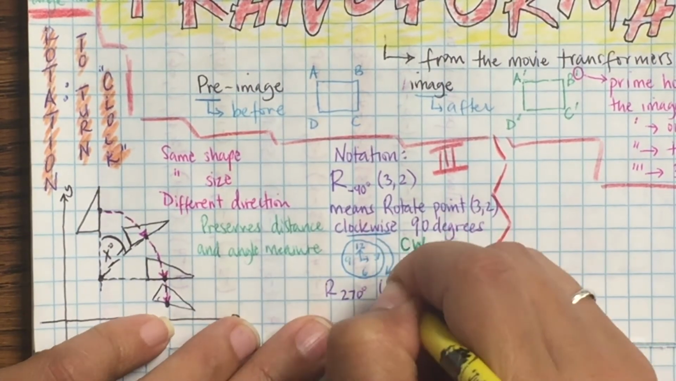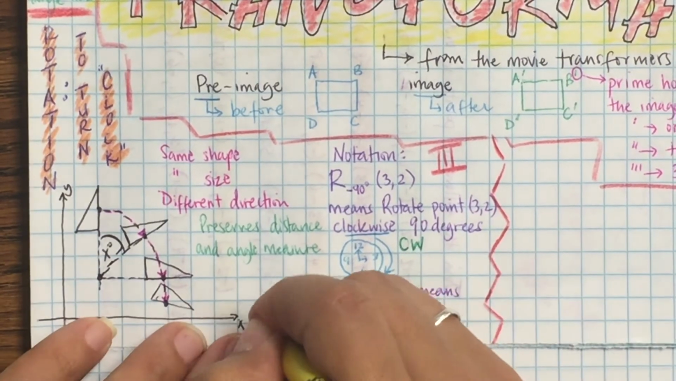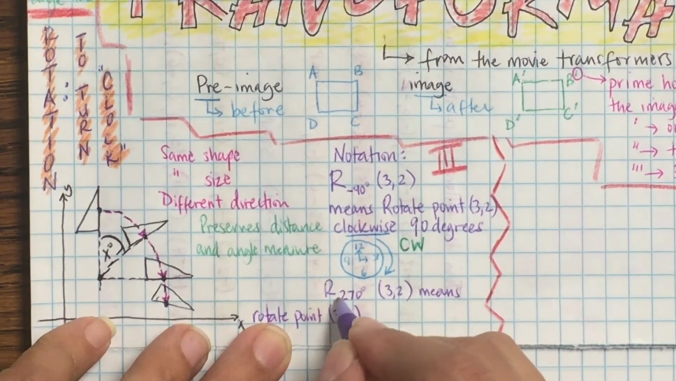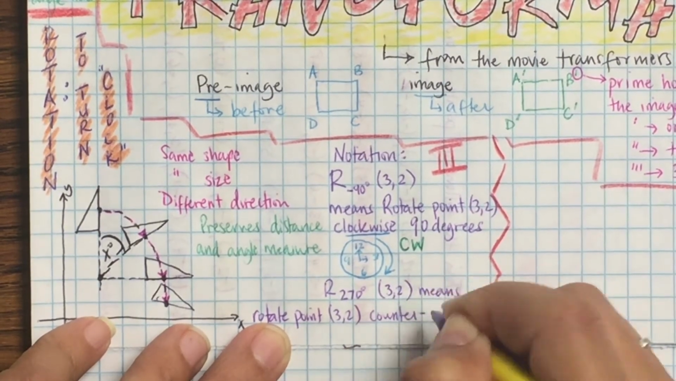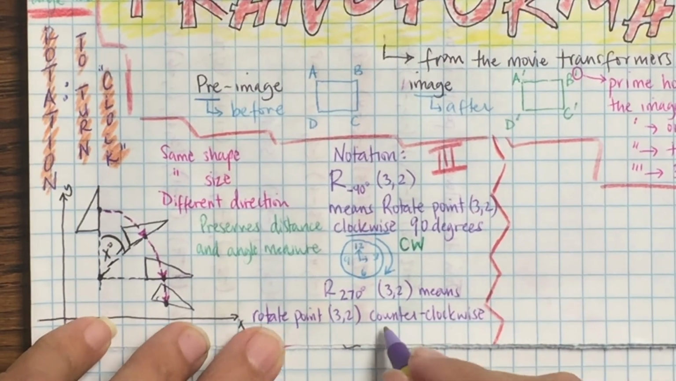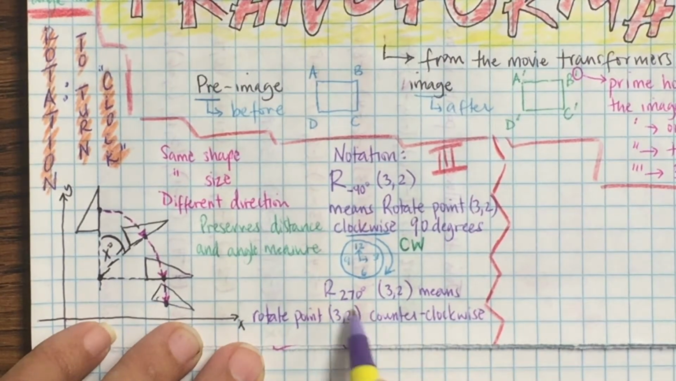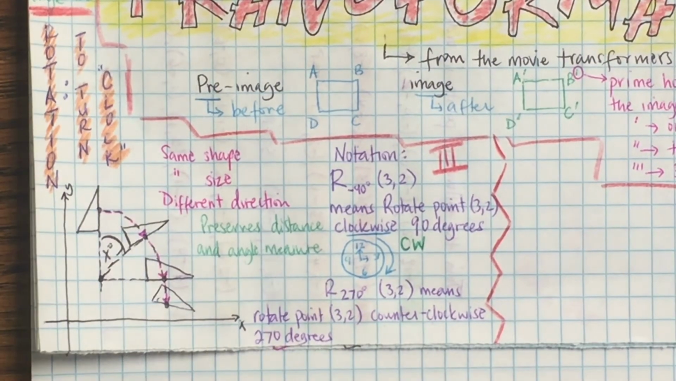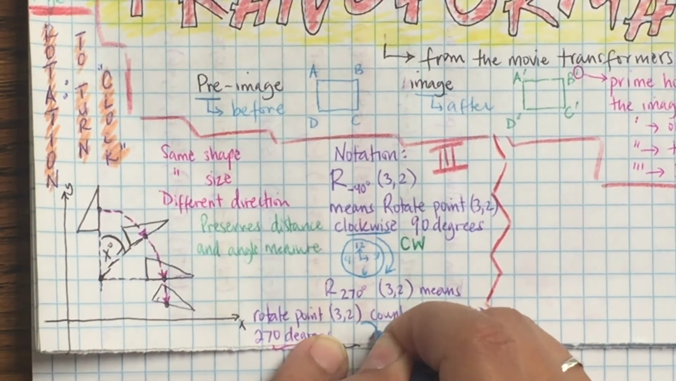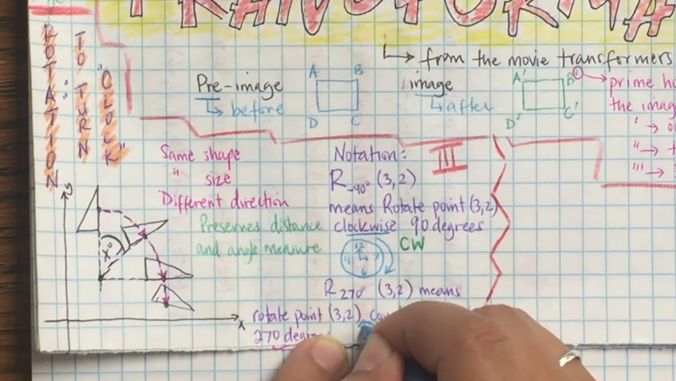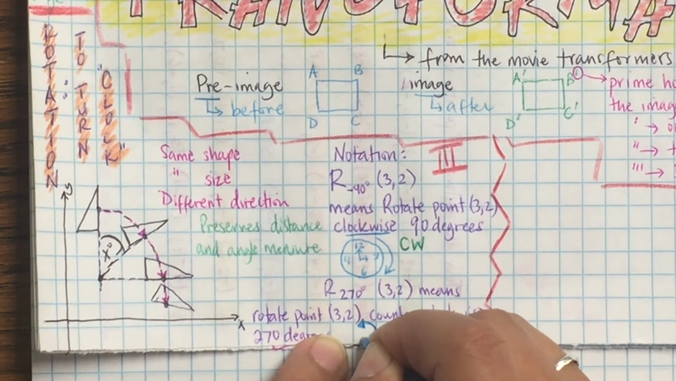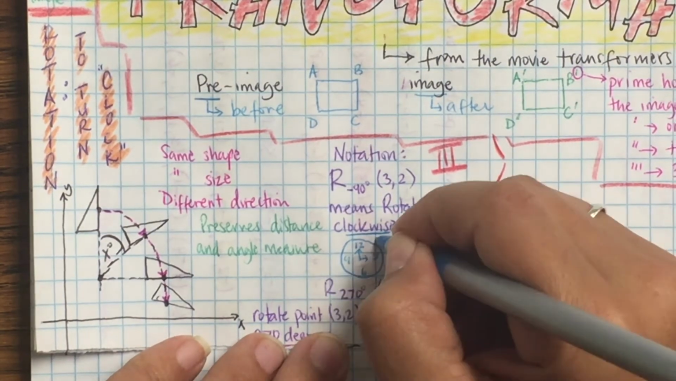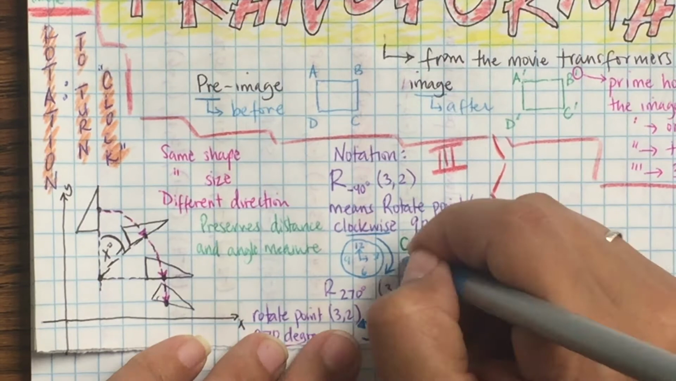So if you had R positive 270, that's counterclockwise. So that means rotate the point 32 counterclockwise, 270 degrees. And counterclockwise means to the left. So instead of rotating it to the right, you're going to rotate it to the left. So positive means rotate to the left. I know that's a little bit off, but that's how it is. Just like the quadrants are numbered to the left from the top right, it's the same thing here. And again, the abbreviation of that one that you might see is CCW.